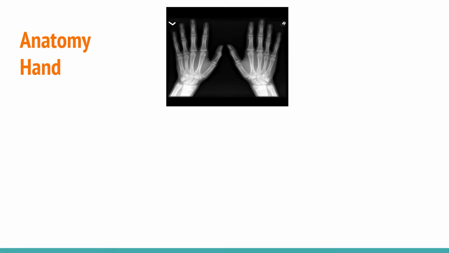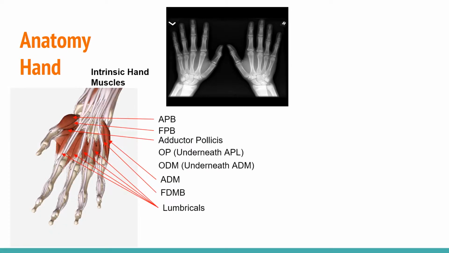Next, we're going to discuss the anatomy of the hand. So this is just a bilateral hand x-ray. Just important to keep a note of the number of bones. So 10 metacarpals, 10 proximal phalanx, 8 intermediate phalanx, and 10 distal phalanx.